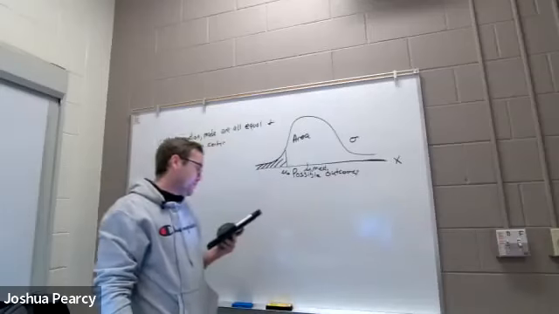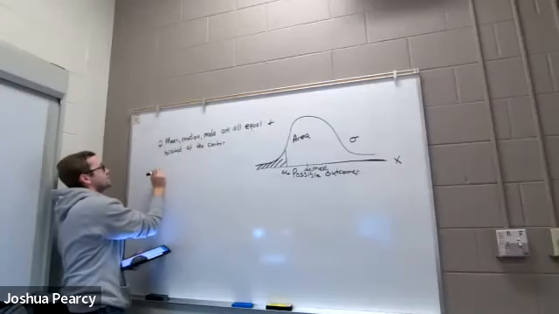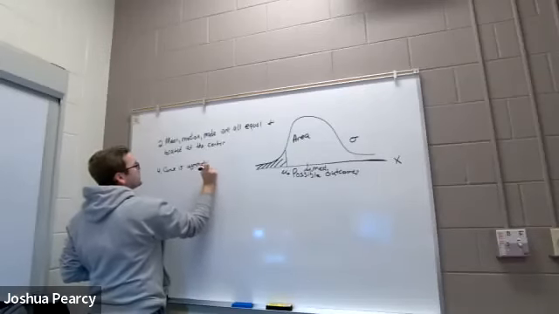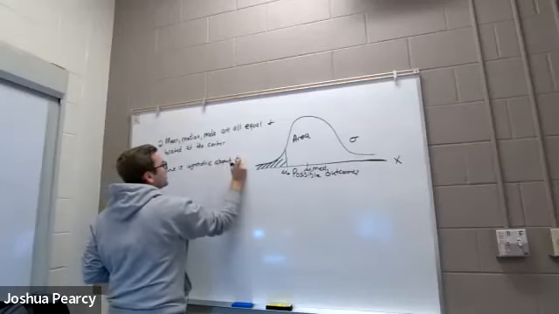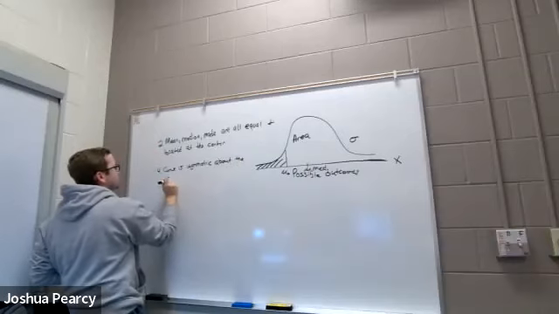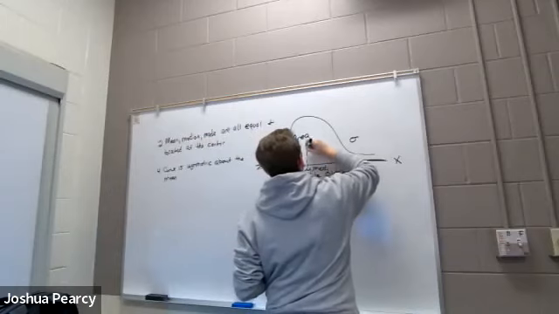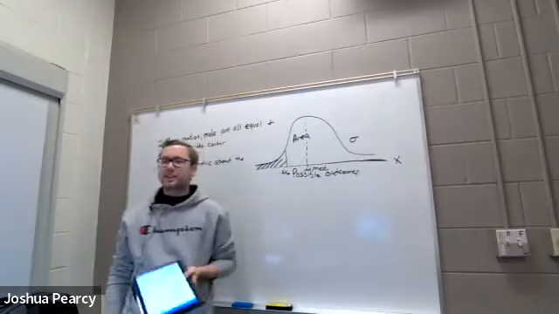Next thing, 3, the curve is unimodal. 4, the curve is symmetric about the mean. What does that mean? What is symmetric? Symmetric means if I take a line at this mean here, and I reflect it across that line, I get the same thing.